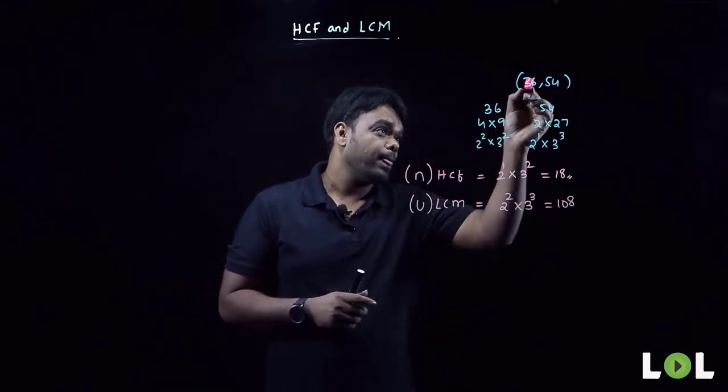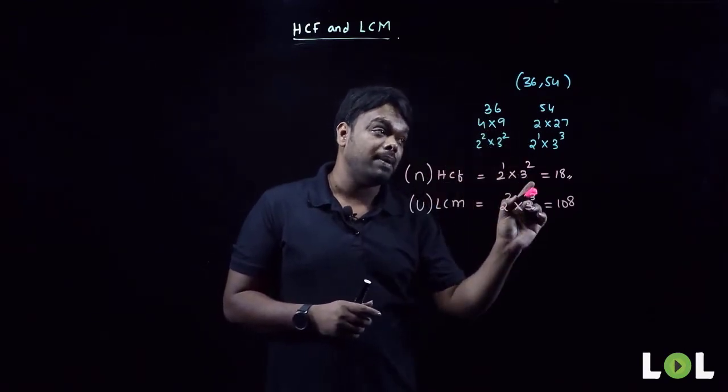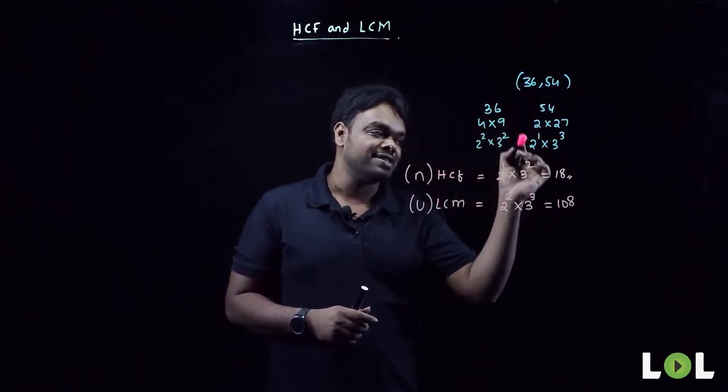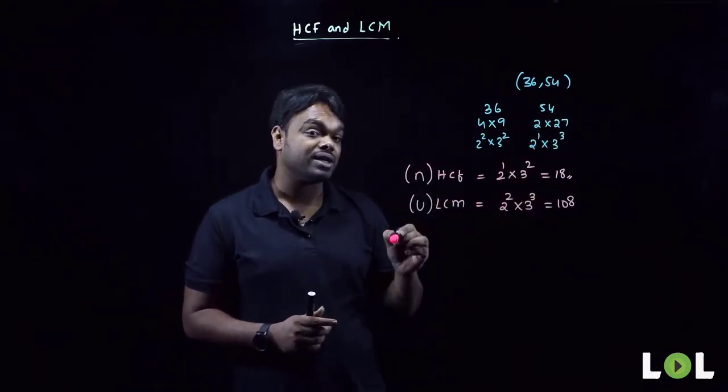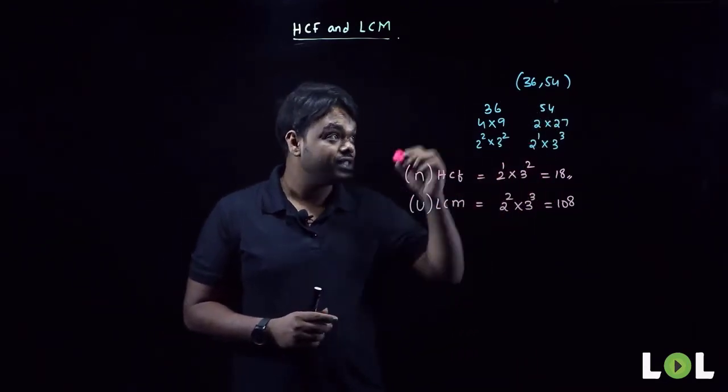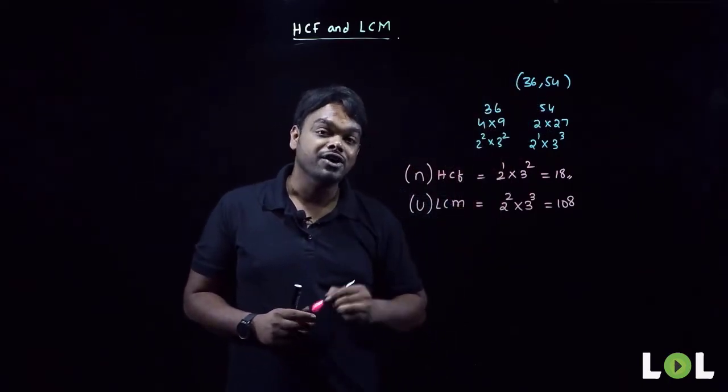Cross verify. The LCM is the smallest number divisible by both 36 and 54. 36 into 3 is 108. 54 into 2 is 108. So there is no other number smaller than 108 which is divisible by both 36 and 54.